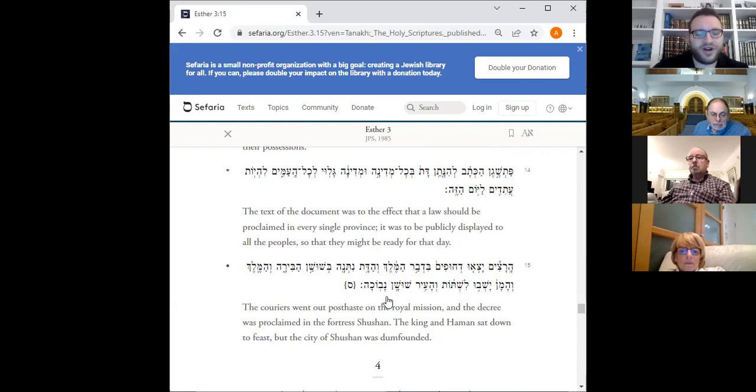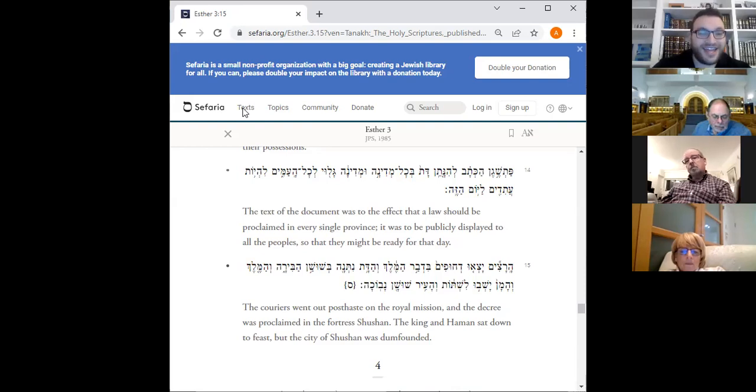V'ha'ir Shushan navocha. The city of Shushan was dumbfounded. Not just the Jews, the entire city was dumbstruck by this decree that had seemingly come out of nowhere. And despite that, Haman and Achashverosh are now sitting down to drink, because for them the matter is resolved. And that really is very telling, not just into Haman's character, as we know, but into Achashverosh.